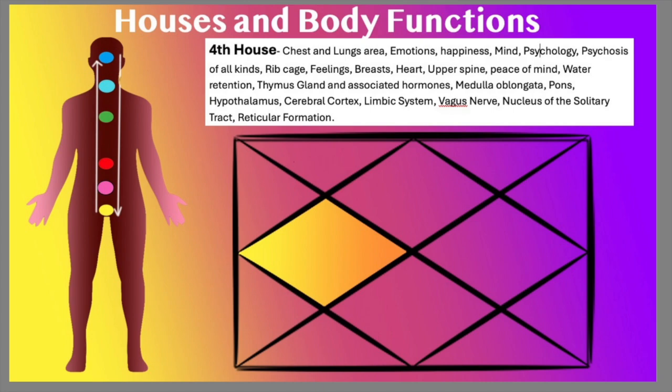Now, all these brain parts, I leave it to all you wonderful people. Use it to research it more, okay? Because these are the parts which are associated with chest, lungs, emotion, psychology, all the fourth house aspects. So you got to correlate here. And we shall see this more as we go along.